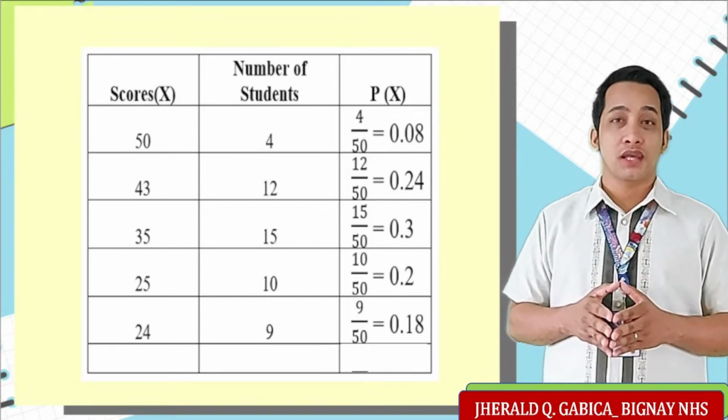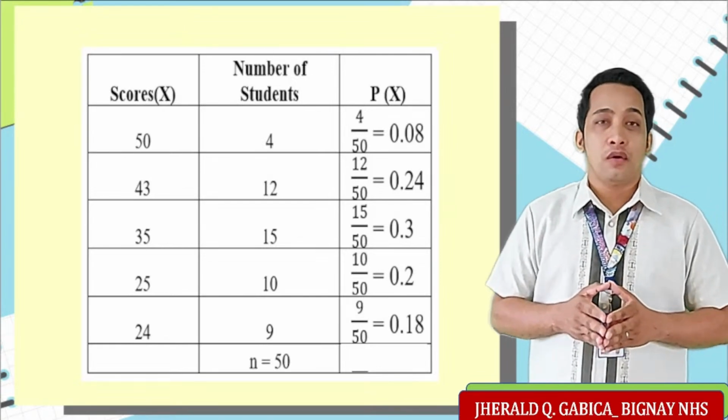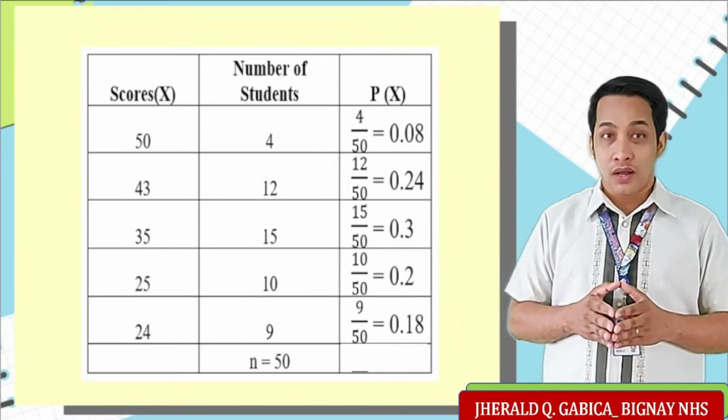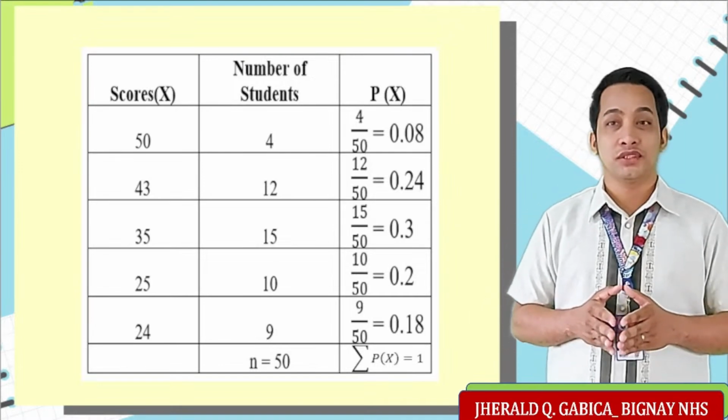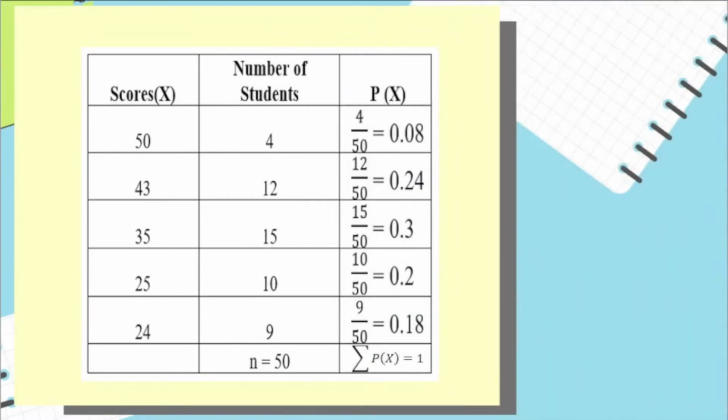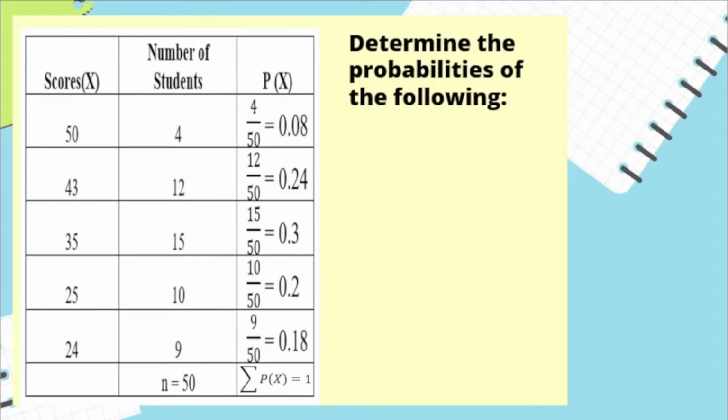Always remember that the sum of individual probabilities of a discrete probability distribution is 1. And that's it. This is our probability distribution table. Next thing to do is to solve for the following. Determine the probabilities of the following.